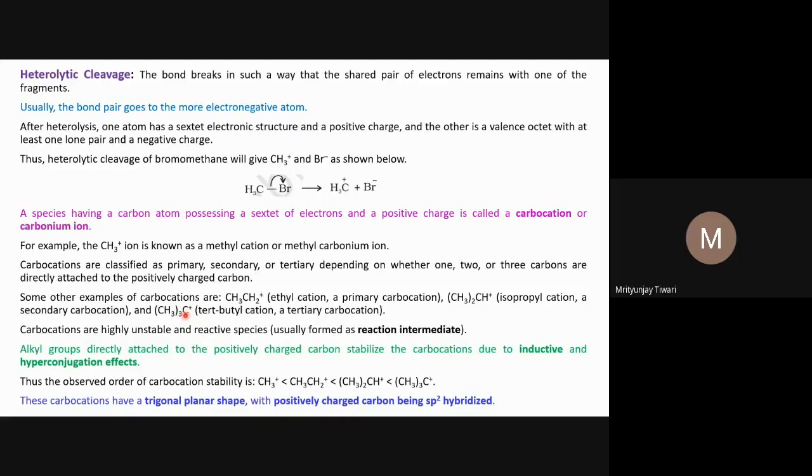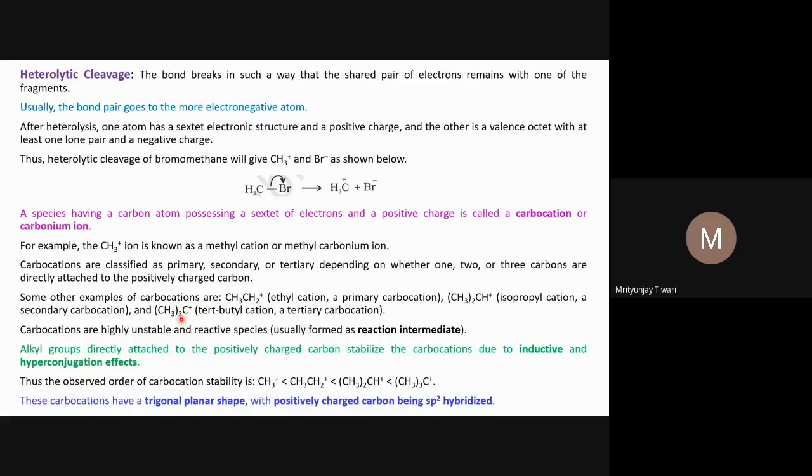This is tertiary butyl. The group name is called tertiary butyl carbocation. And how the naming of tertiary butyl and isopropyl works, I have already explained earlier in the same chapter. So you can refer to those nomenclature lessons as well. I have explained the IUPAC nomenclature.